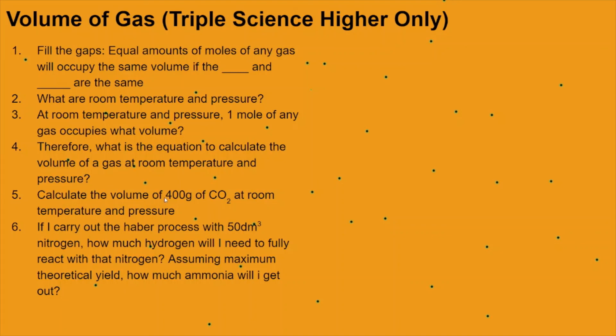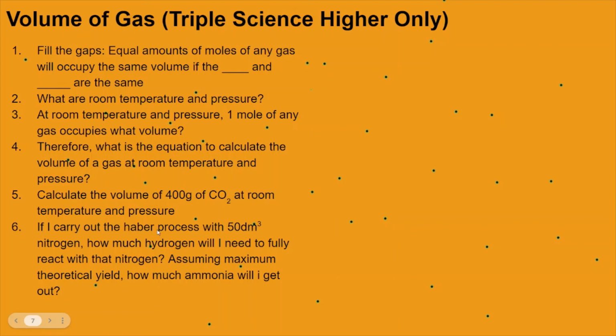Let's try it. Calculate the volume of 400 grams of CO2 at room temperature and pressure. So our mass, 400 grams, divided by our relative formula mass of carbon dioxide, which is 44. 400 divided by 44 is 9.09 recurring. And then we have to times that by 24. And that gives us 218.18 recurring. And that's the volume that 400 grams of CO2 will occupy at room temperature and pressure.